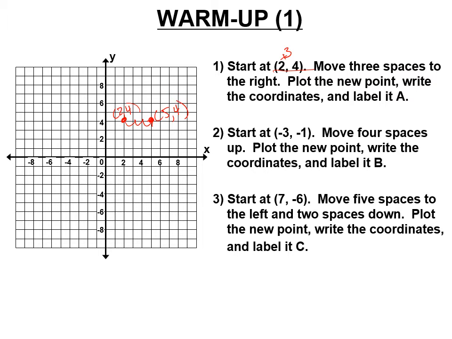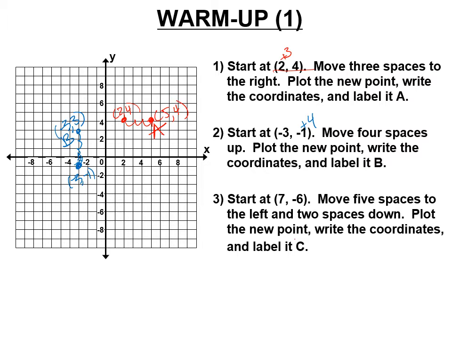Second one, we start at (-3, -1), which is right there. We're going to move 4 spaces up. When you go 4 spaces up, you end up adding 4 to the y coordinate. 1, 2, 3, 4. Now we're at (-3, 3). Oh, and we're supposed to call this B. And the first one was A, right? Yes, the first one was A.